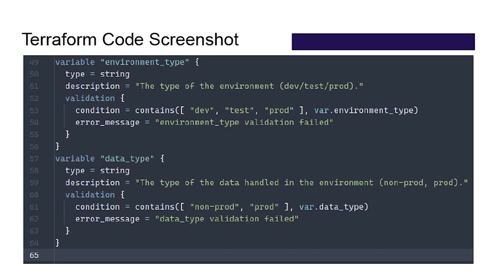Same goes for the data type, by the way. Non-production and production data can be stored in the system, and the type of the environment and the type of data are on different axes, so you can have a non-production environment with production data or a production environment with non-production data or whatever else.